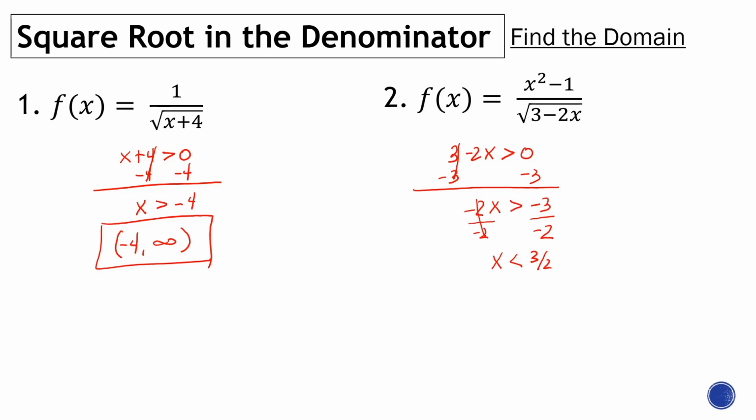The reason why it switched from greater than to less than is because we divided by a negative number. You always do that every time you divide or multiply by a negative number in an inequality: that inequality symbol will switch. Since this is less than, we will start with negative infinity up to 3 over 2. So that will be our domain for number 2.